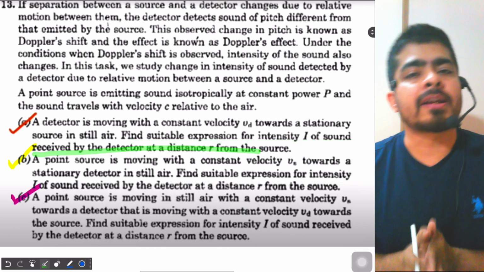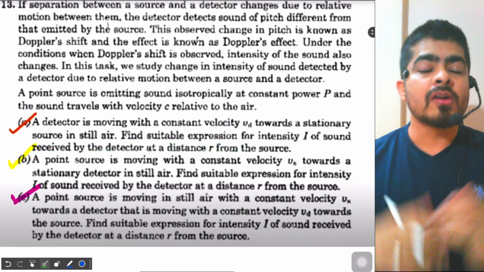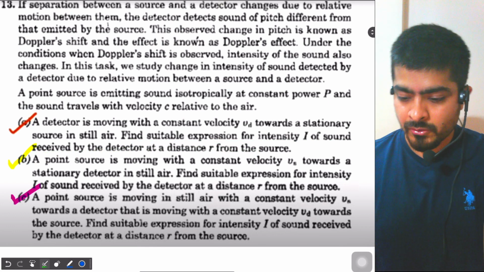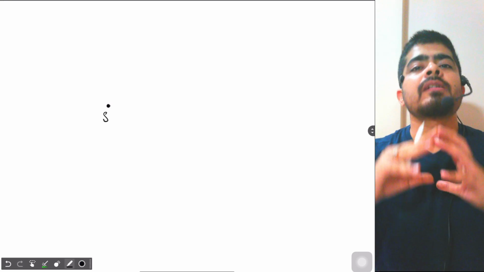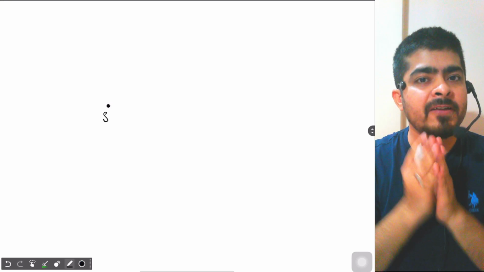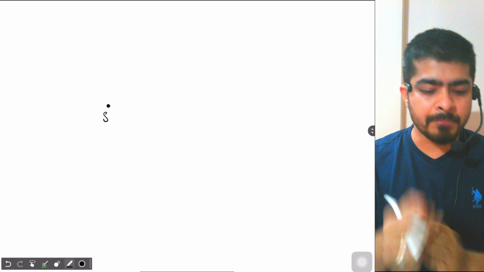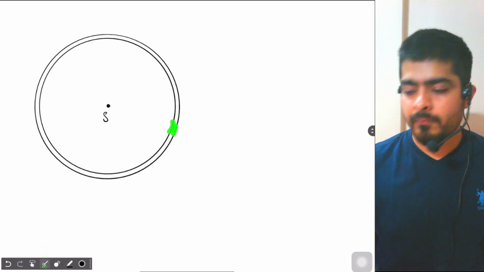So basically in part A we have to calculate that if the observer is moving, source is stationary, what is the intensity received by the observer? Okay, so understand. Here is my source that is generating sound in all directions. It's a point source creating sound in all directions. So the spherical wavefronts will be created, right? And the power of the source is how much? P. So now I'm right now observing two wavefronts.